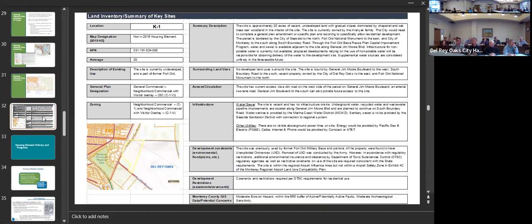And again, I think this is site K1, or line K1, which is the site on the general plan. It's an idea that we have to put together for the housing element. Next slide.